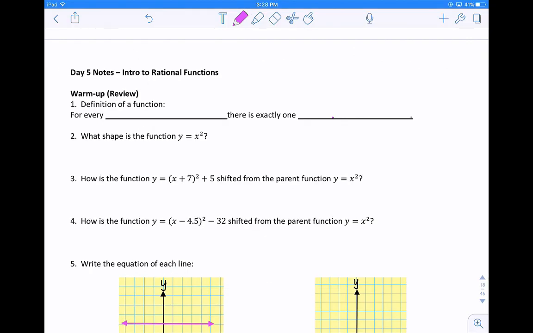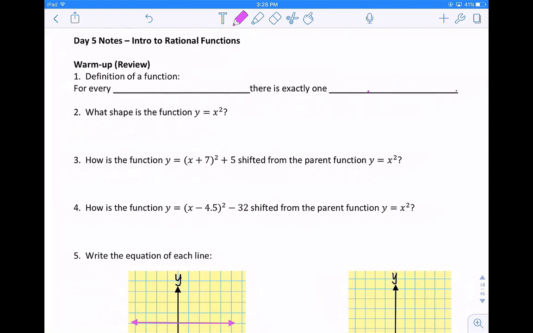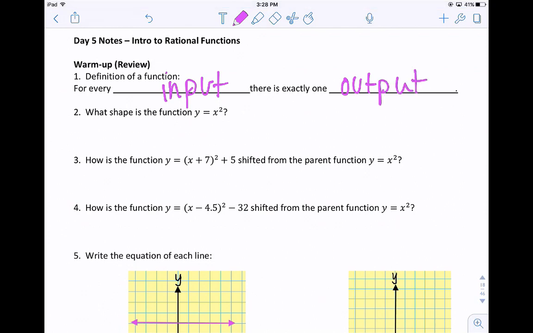Today we start looking at the behavior of rational functions. So we spent some time looking at how you operate them, but what's the behavior? So we'll do a quick review. Definition of a function: for every input, there's exactly one output. You can use the vertical line test to see if something is a function.